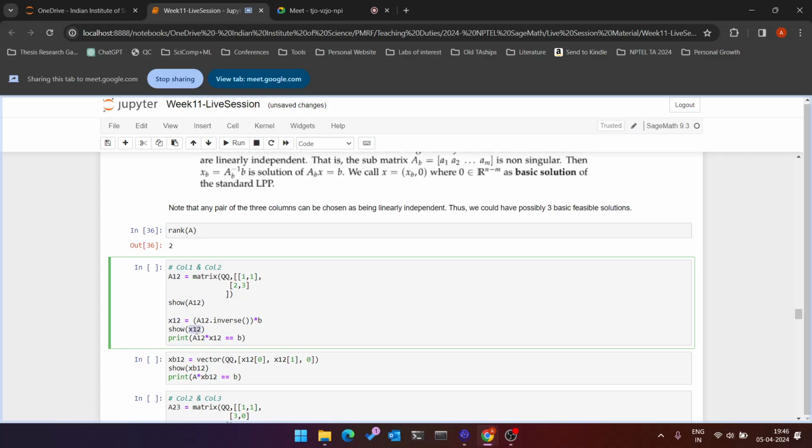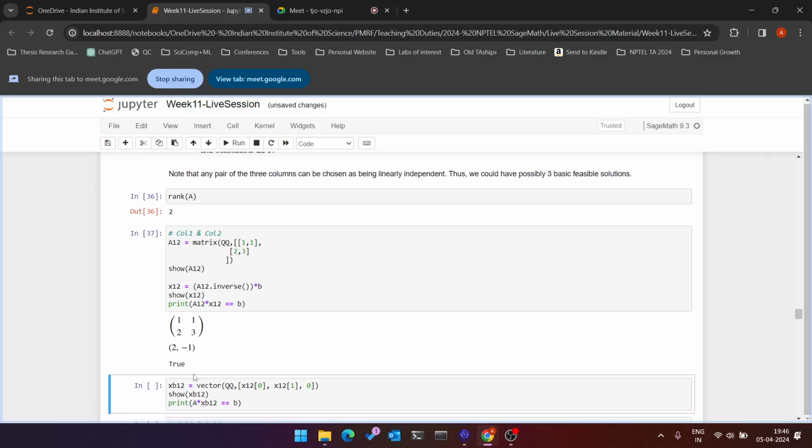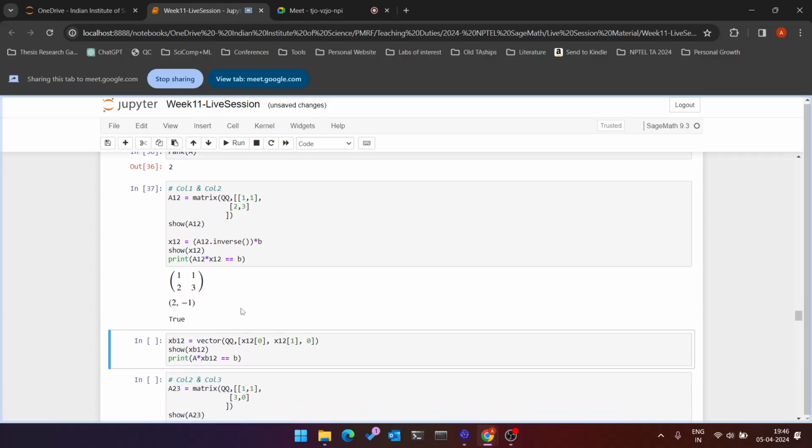So that creates x12. Just to be sure that everything is alright, I'll be printing A12 into x12 and checking if that indeed equals my B vector. So this is my A12 submatrix. X12 is calculated to be 2 comma minus 1, and A12 into x12 is indeed equal to B. So we get true as the output here.